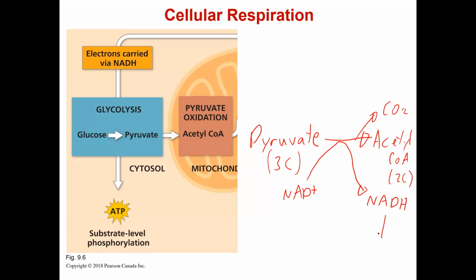So remember, again, this is going to go to the electron transport chain. And not a lot of space here, but the carbon dioxide is a waste product. So I'll just put an arrow there. We've got a waste product, and that's going to be expelled by the cell. And the acetyl-CoA is going to go on to the next step.